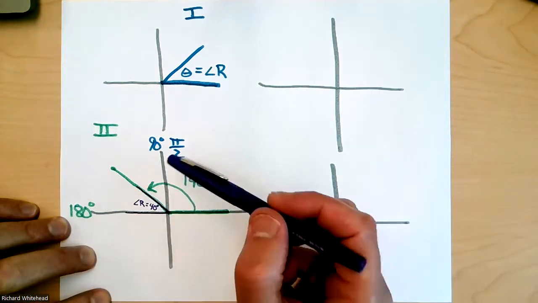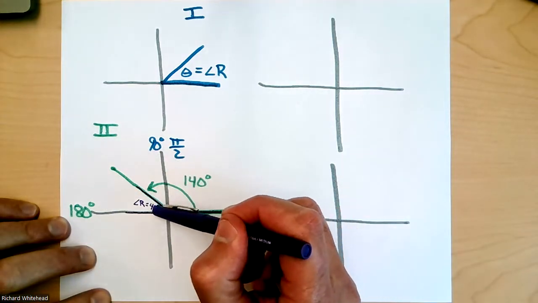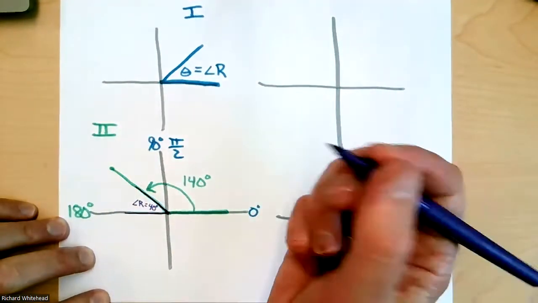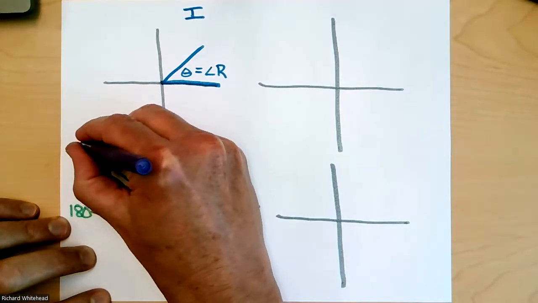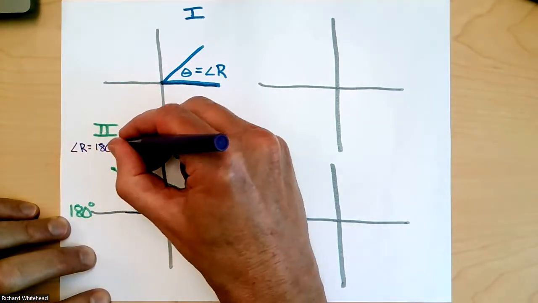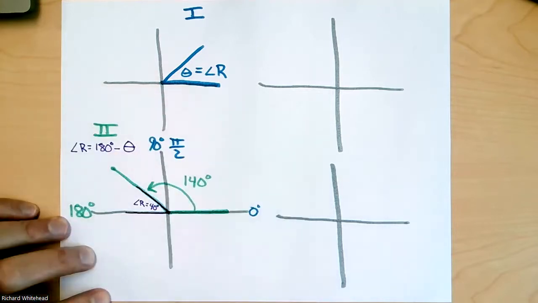If I'm in the second quadrant, let me see, how did I find that 40 degrees? Oh, well, it was 180 minus 140, which made the reference angle. So in the second quadrant, the reference angle is 180 minus your given theta. This is if your angle is in the second quadrant.